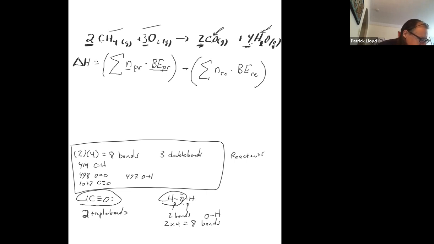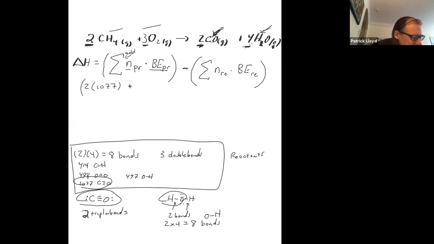So for CO, we're going to do 2 times CO, which is 1077. When I say n of the product times bond energy of the product, what I really mean is how many of those total bonds are there? Well, we just figured out that it's 2 of them. And the bond energy, we looked that up, is 1077. The sum means you add them. That's all the sum means. It just means add them up, total.